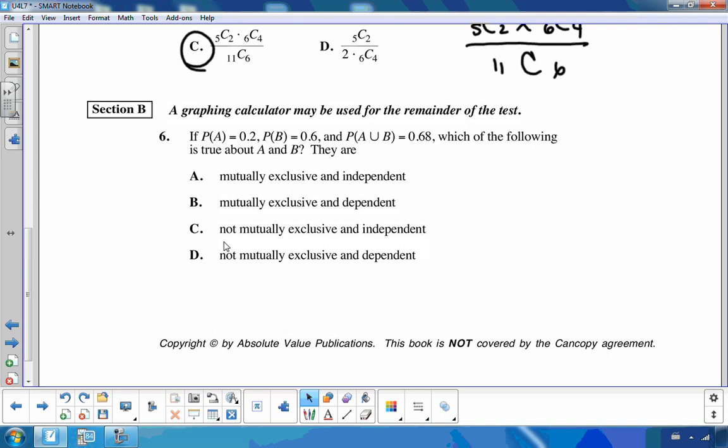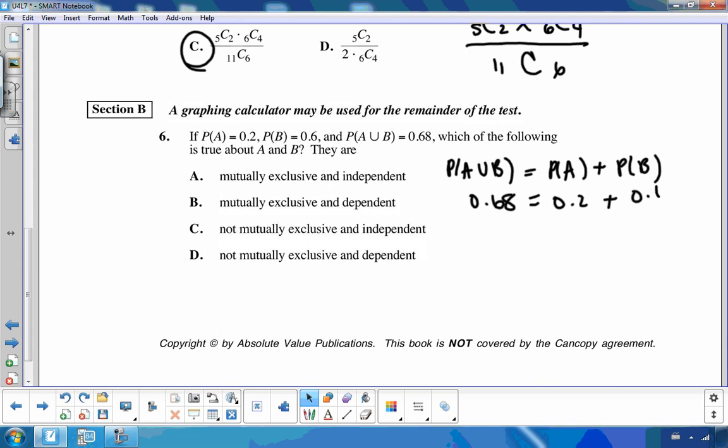So what I'm going to do is I'm going to see: is the probability of A or B equal to the sum of the individual probabilities? If it is, then they are mutually exclusive, because both can't happen. So the probability of A or B is 0.68, the probability of A is 0.2, and the probability of B is 0.6. So 0.68 does not equal 0.8. So that means there is overlap.